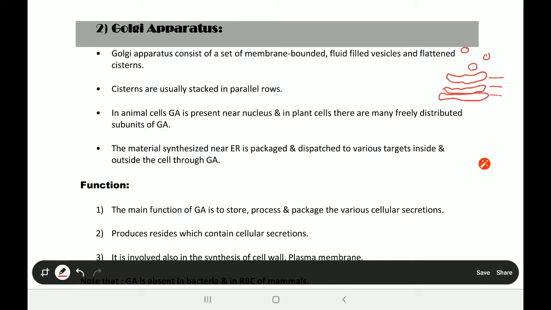So material which is synthesized near the ER is packed and dispatched to various targets inside and outside the cell by the Golgi apparatus. So this is the basic function of the Golgi apparatus, that it dispatches the material from the nucleus to the complete cell, or even outside the cell, right? Outside the cell as well.